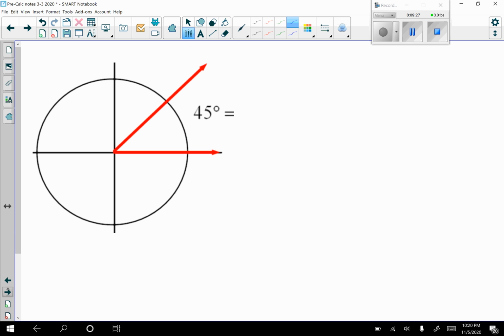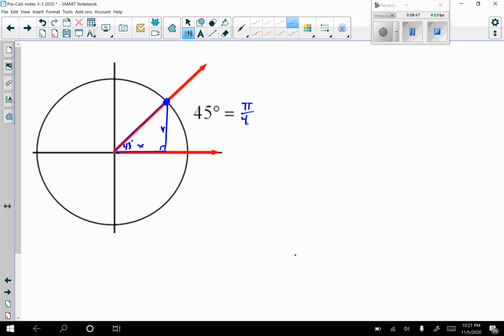So about 45. Another special triangle right here, that point. What is it? Well, let's draw in the hypotenuse. We have a y value, we have an x value, a right triangle. This is a 45-degree angle, or in radians, that is pi over 4.